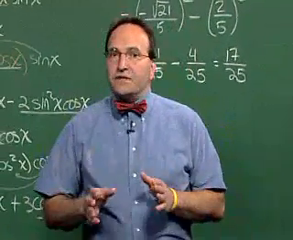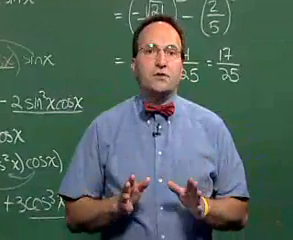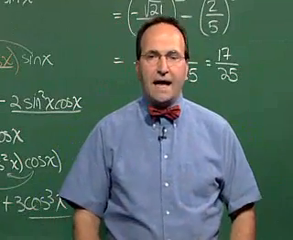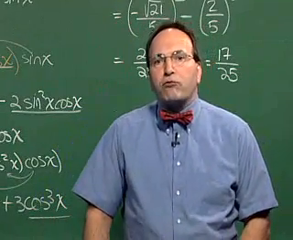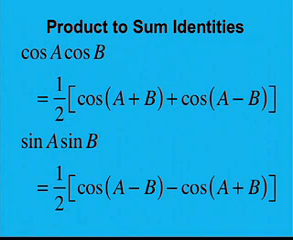There are identities for the product of two multiple number angles. They are the product to sum identities.